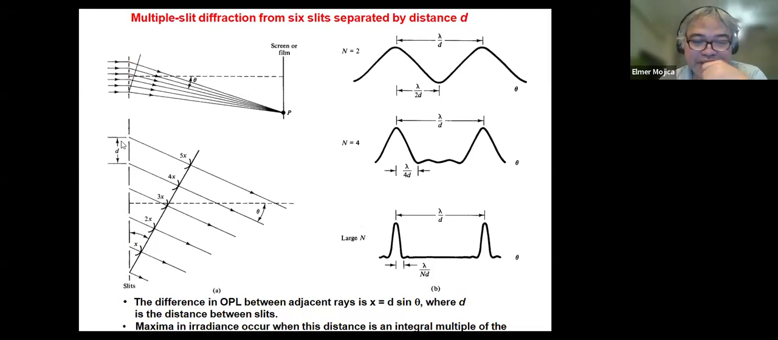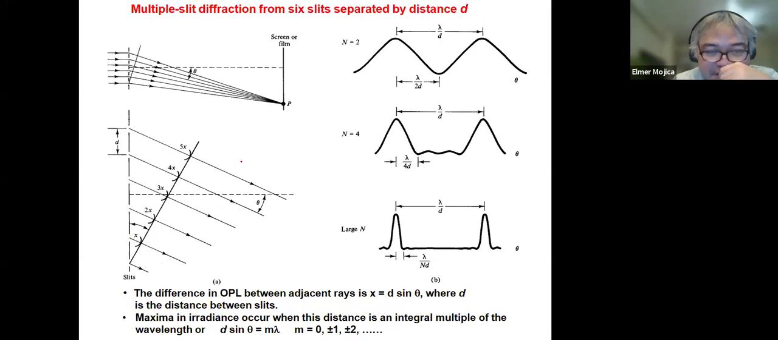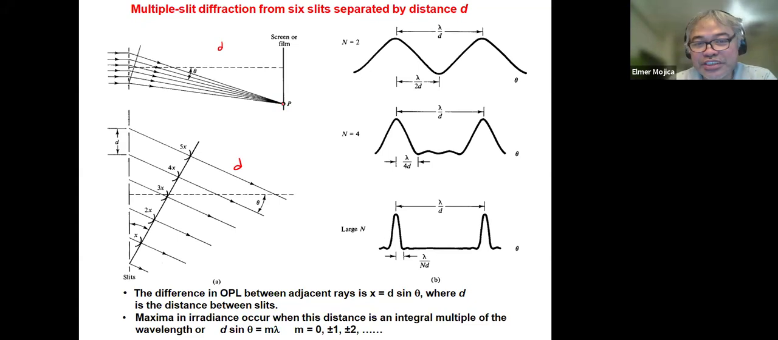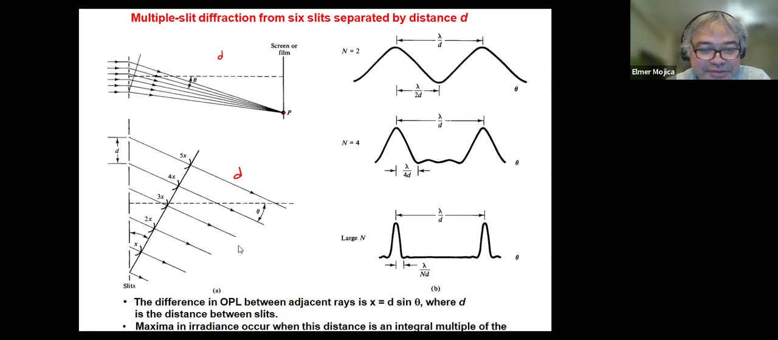So the 6-slit diffraction grating has slits separated by a distance d. So that's the d that you have there. So what happened here? Your light rays will reach one point on the screen as shown in this one. Lahat sila papunta doon sa isang point. Compare this one. Your irradiance pattern on the screen is shown for n number of slits.